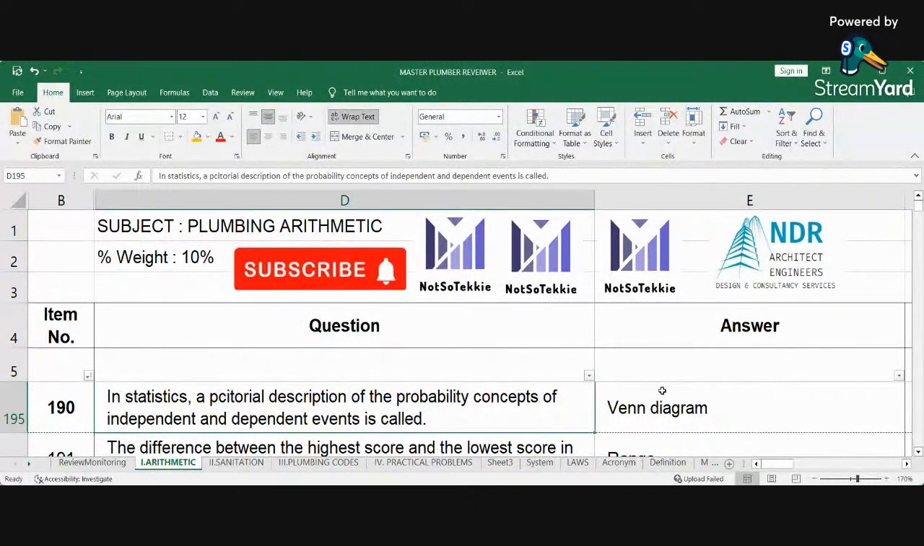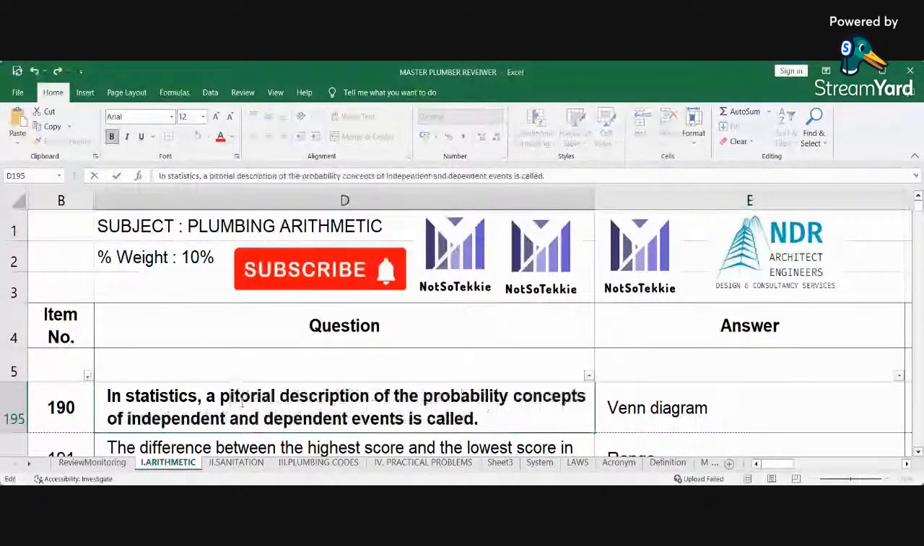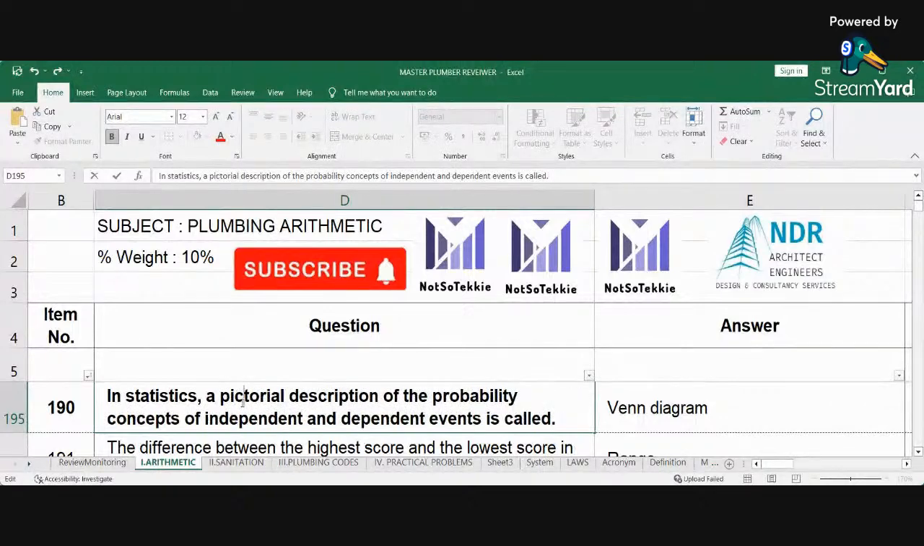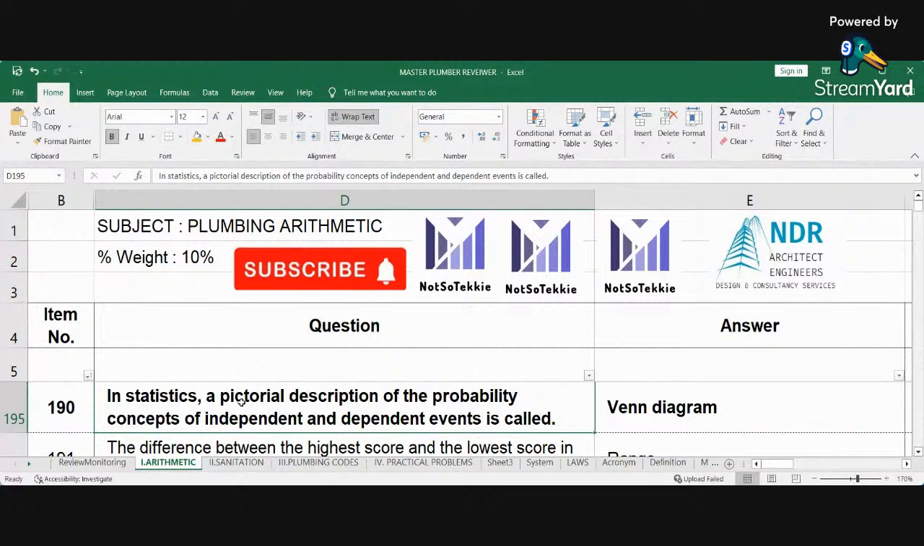190. In statistics, a pictorial description of the probability concepts of independent and dependent events is called a Venn diagram. The answer is Venn diagram.